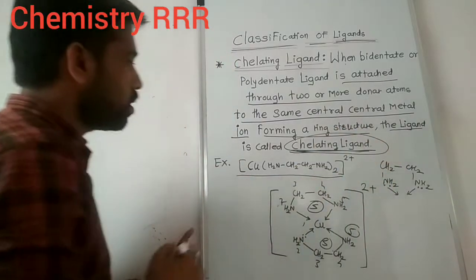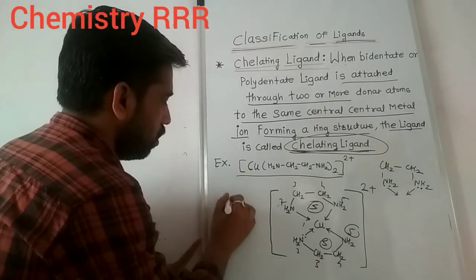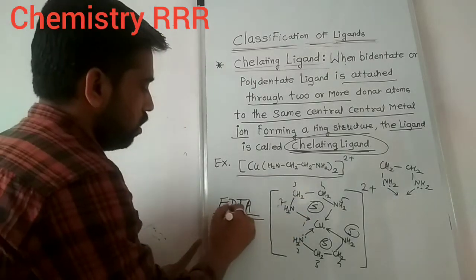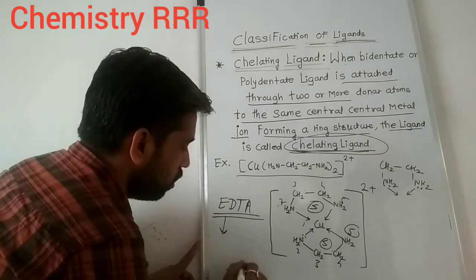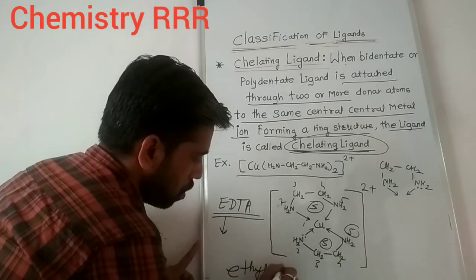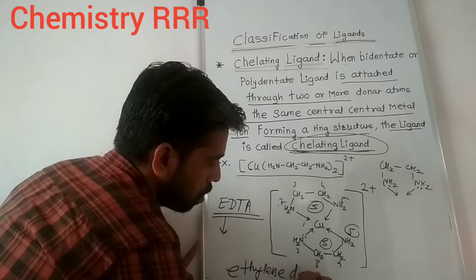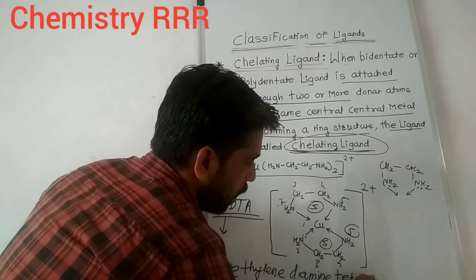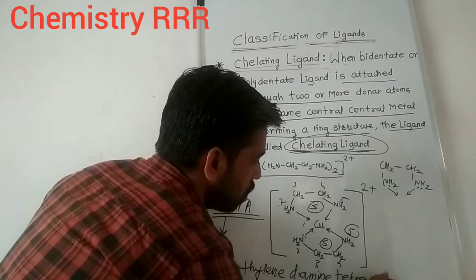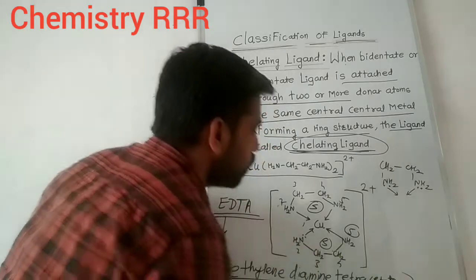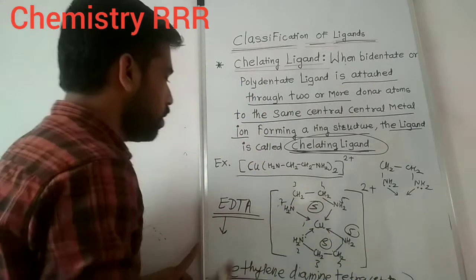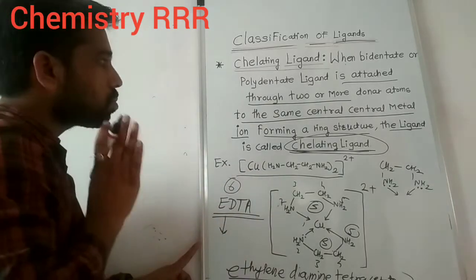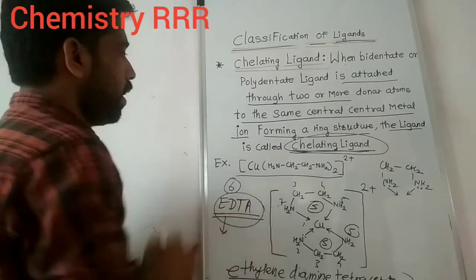Another example of chelating ligand is EDTA. The long form of EDTA is ethylene diamine tetraacetato. It is a hexadentate ligand. It has 6 donor sites, so it is also a chelating ligand.